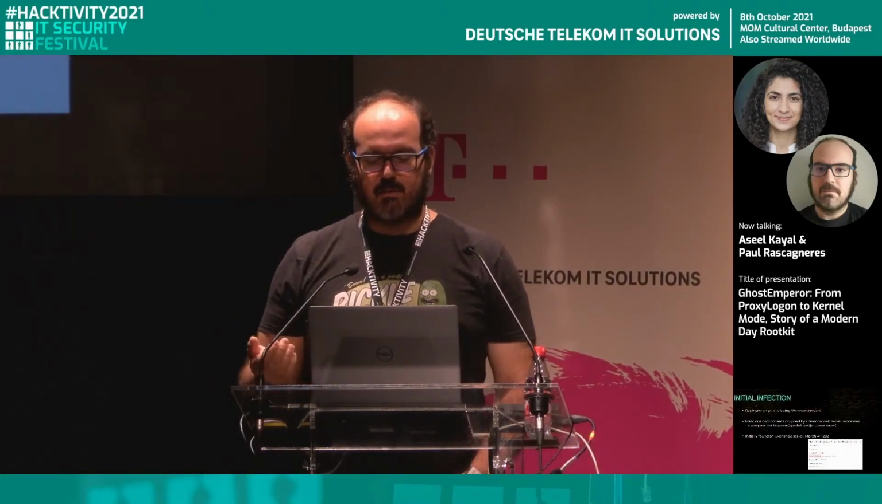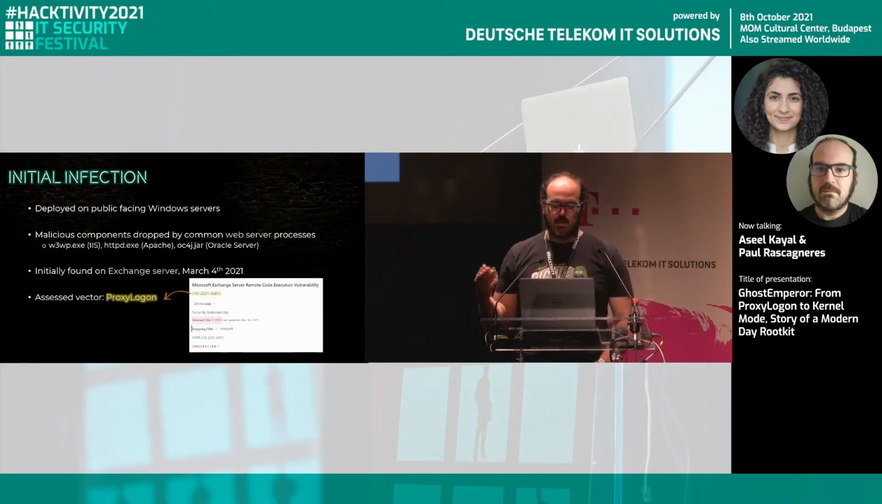Something interesting for us is that we identified an infection on March 4 on an Exchange server. If you followed the news at that time, it was 2 days after the publication by Microsoft about ProxyLogon. So we assume they used this vulnerability to compromise an Exchange server, which is the web front end in this case, and get the capability to execute commands on the server.